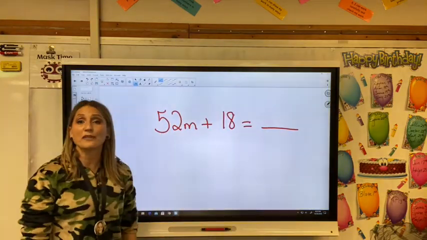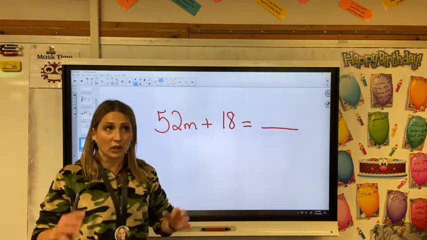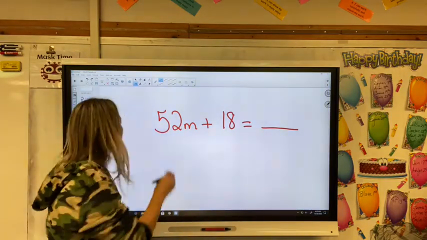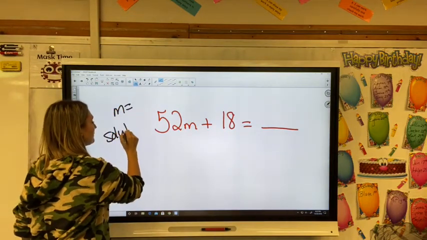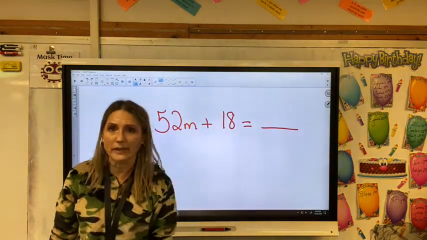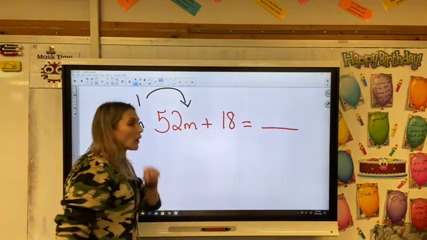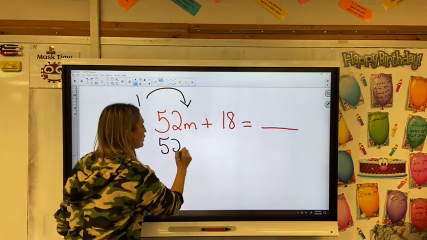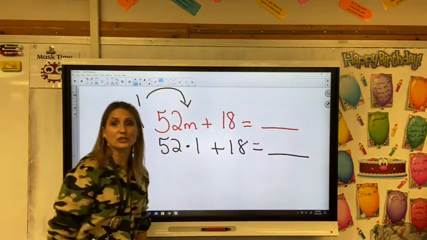If I started off with 52m plus 18, the other day I told you the only way you can solve this algebraic problem is one of two ways. Somebody tells you what m equals, or they give you the solution. So I'm going to make it easy. I'm going to say m is 1. So what does that mean? It means you put 1 where m is at. So now this is going to say 52 times 1 plus 18, and you can now answer that problem.